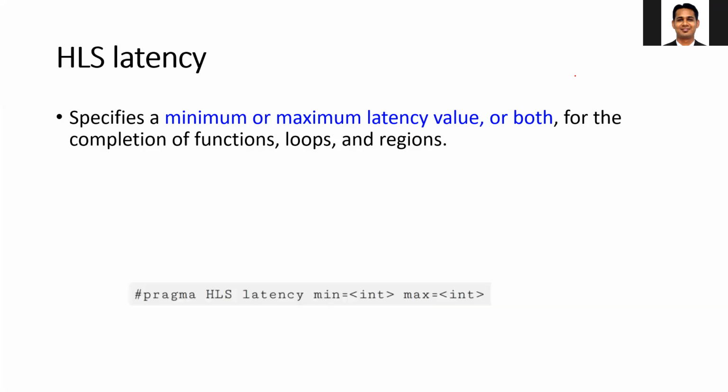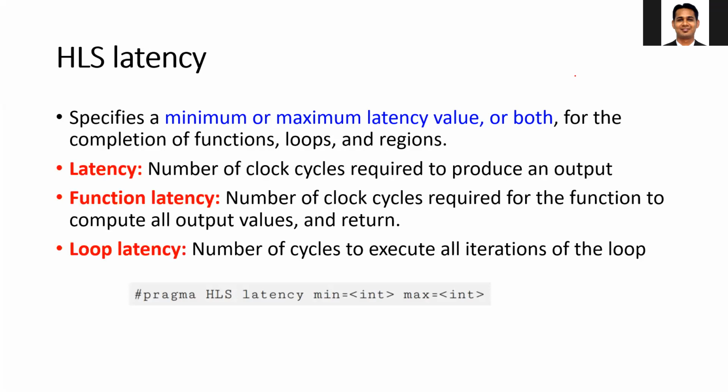So what is the latency? Here you can see in this format you can mention the minimum and the maximum values, and both are integer values. Latency is the number of clock cycles required to produce an output. In the case of a function, latency is the number of clock cycles required for the function to complete all the output values and return. Okay, so that is one complete execution of a function.